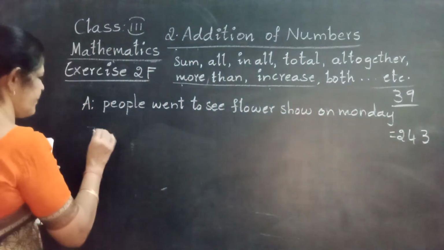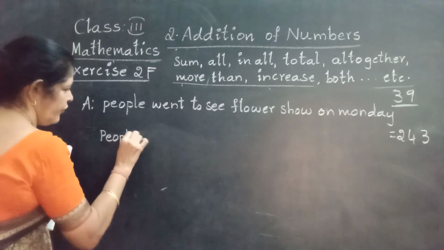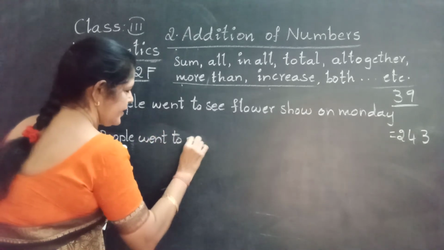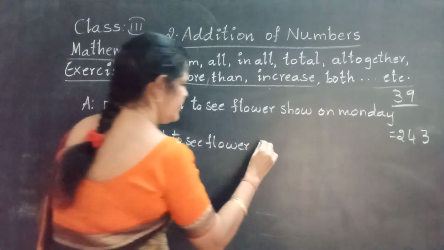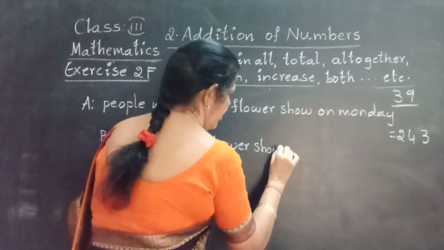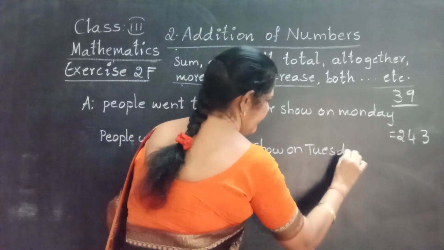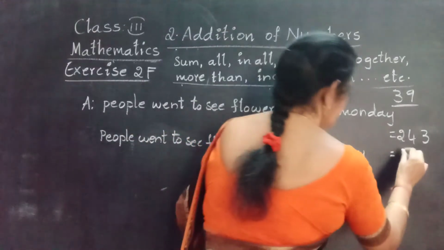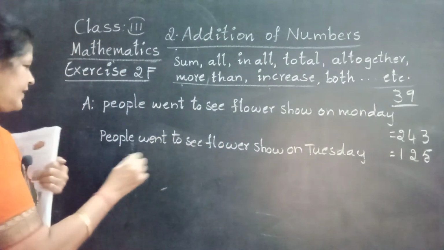Okay, second step. People went to see flower show. On which day? Yes, on Tuesday. Simply they have given in the textbook Monday and Tuesday. Second number goes to 125. First you have to write the steps like that.